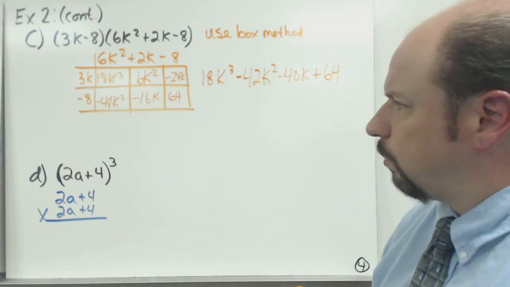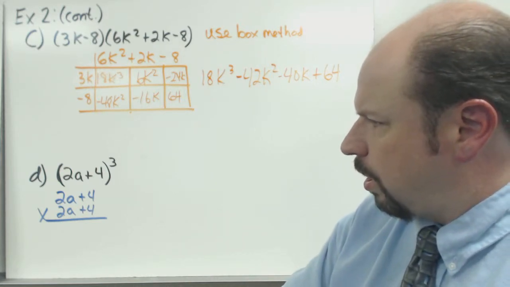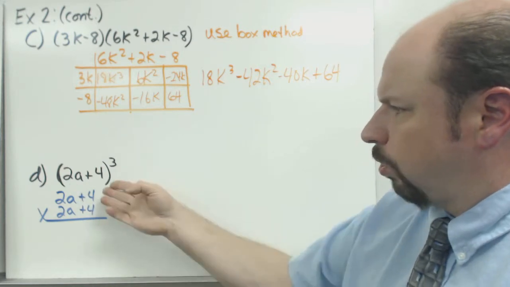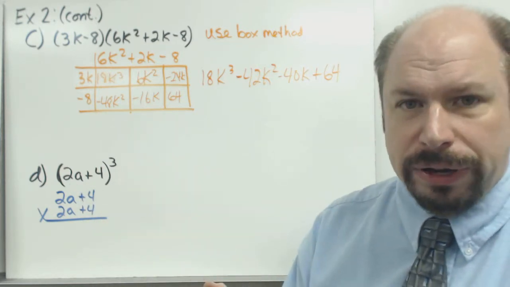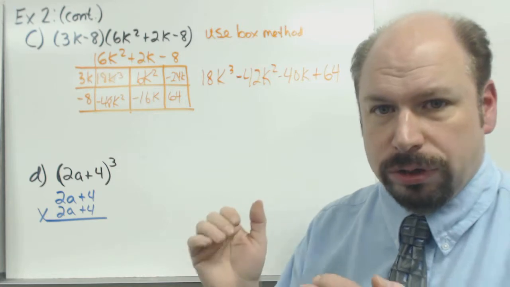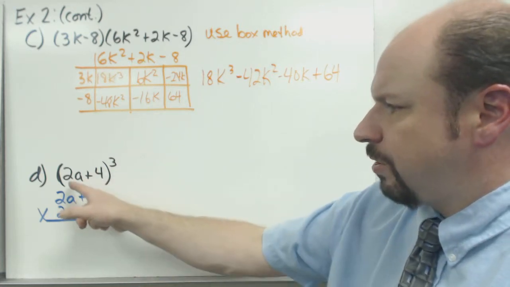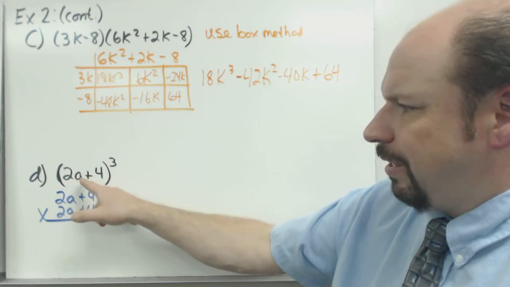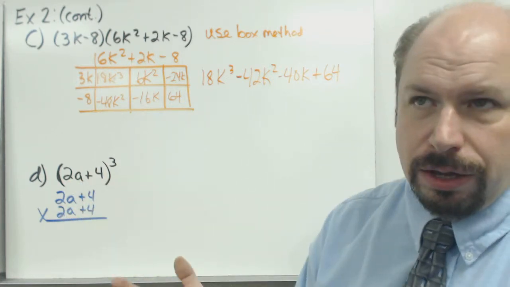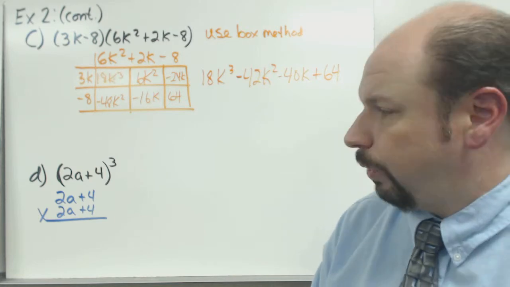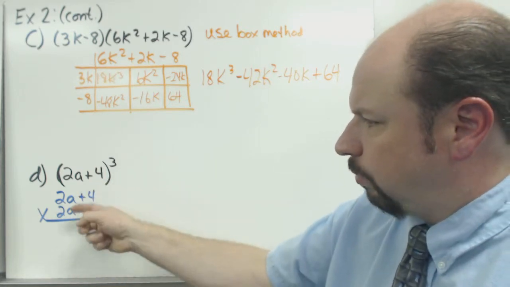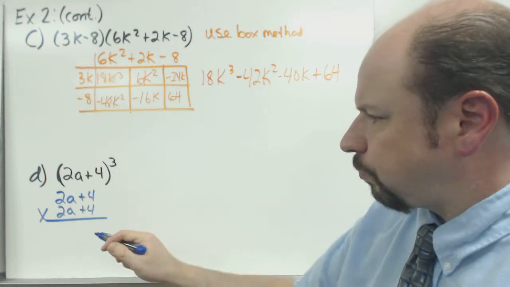Okay, last one, multiplying vertically. So here, this is 2a plus 4 to the third power. Remember, we have to multiply 2a plus 4 times 2a plus 4 times 2a plus 4. This is not 8a cubed plus 64. That doesn't work. We have to multiply it out a little bit longer.